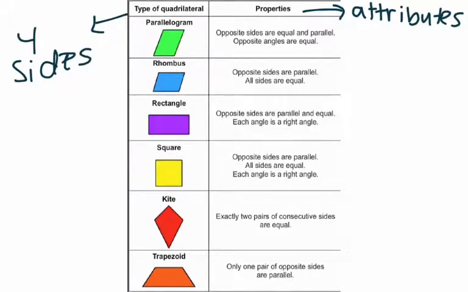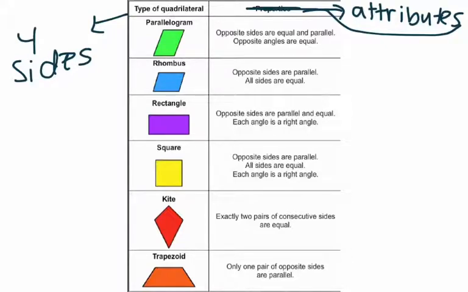So we can have a type of quadrilateral as a parallelogram, a rhombus, a rectangle, a square, a kite, or a trapezoid. And what makes up those subcategories are the properties, or we were using the word attributes. So attributes are things like the length of the sides, the types of angles, and the types of lines. So let's look at a parallelogram. What makes it a parallelogram?